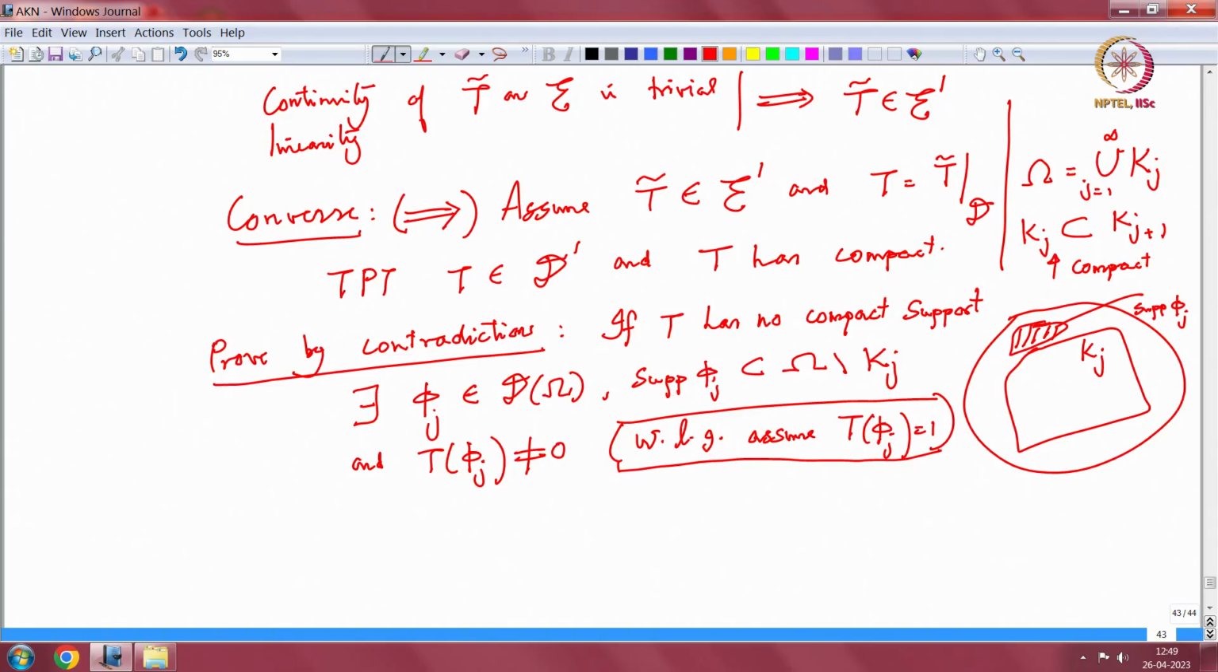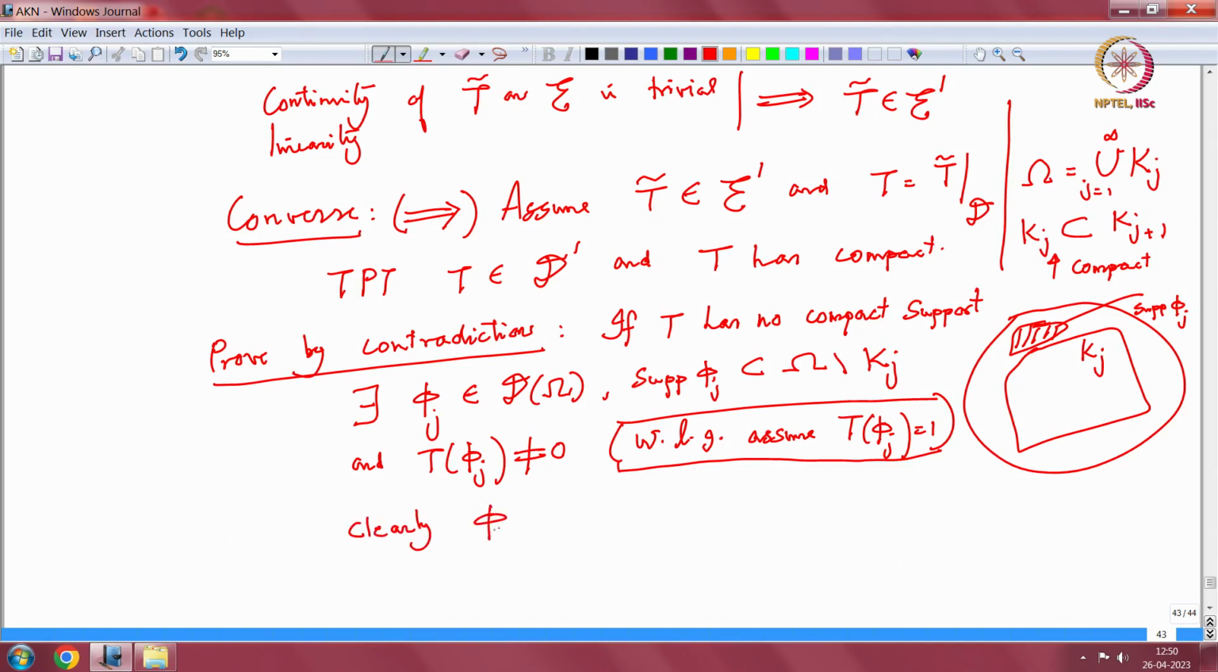Please note that the K_j's are going towards omega. So the phi_j can never converge in D(omega), because you do not get a compact set where the support of phi_j is contained. So phi_j cannot converge to anything in D(omega), but this is an interesting thing to see.